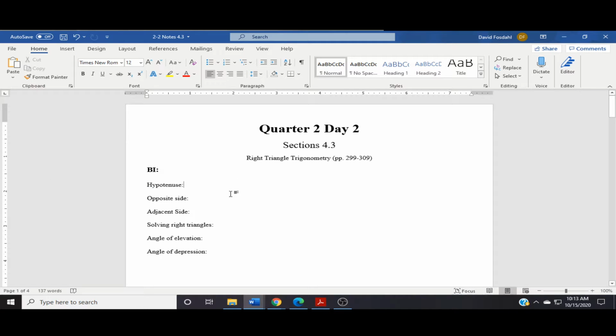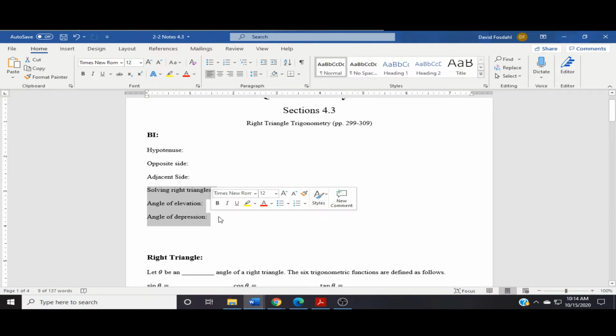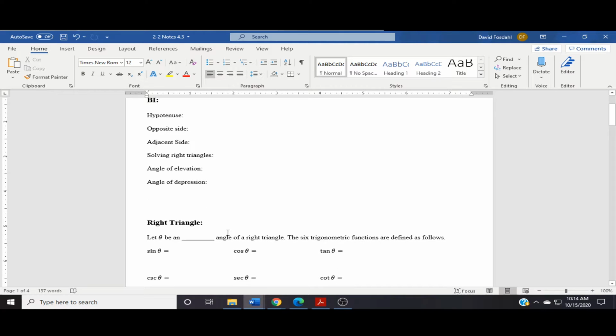You guys should know what a hypotenuse, opposite side, and adjacent side is of a right triangle. So if you have a right triangle, which we will talk about in a minute, there is an opposite side of an angle, an adjacent side, and then the hypotenuse. Okay, the rest of this is going to be in the application. So let theta be an acute angle.